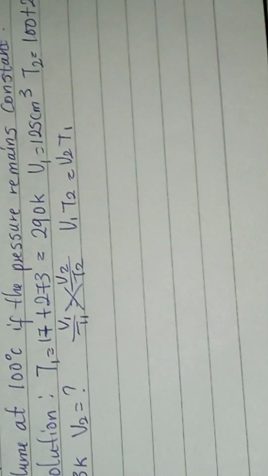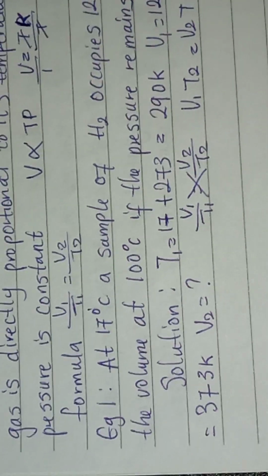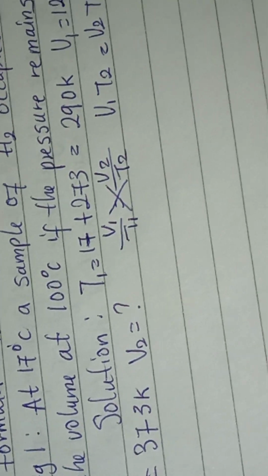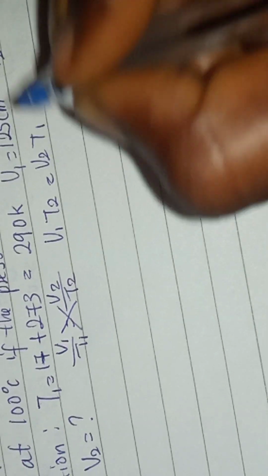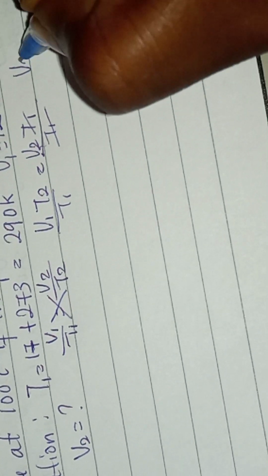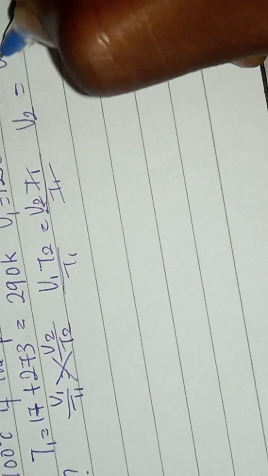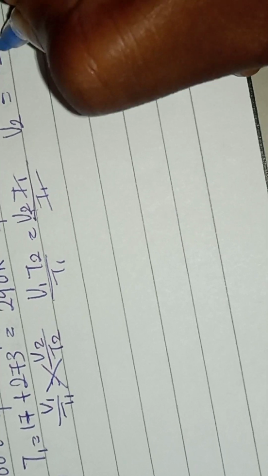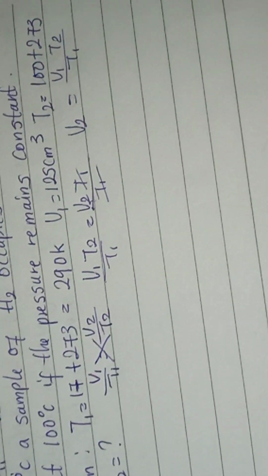Now to make V2 stand alone, what do we do? Just the same way we derived that formula. To make A stand alone, we divided. So now to make V2 stand alone, we do what? We also divide. Now you divide by what is close to V2, which is what? T1. Divide through by T1, divide through by T1. T1 will cancel T1. We are left with V2 equals V1 T2 all over T1. Now you can input your values.